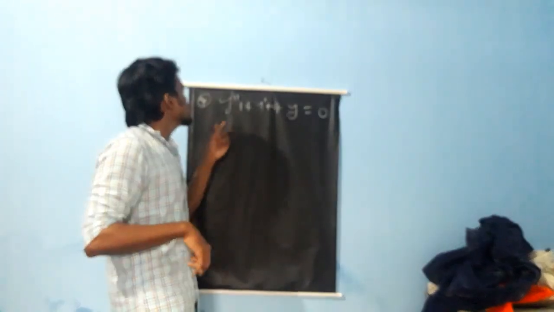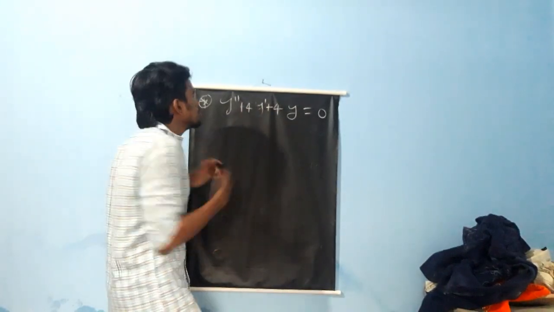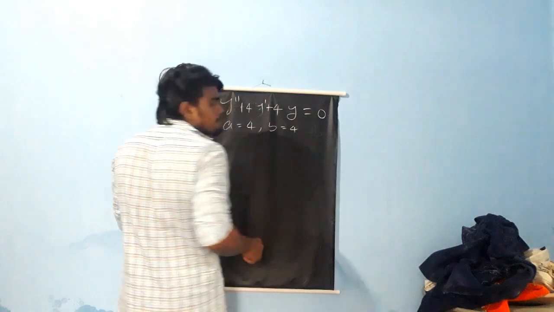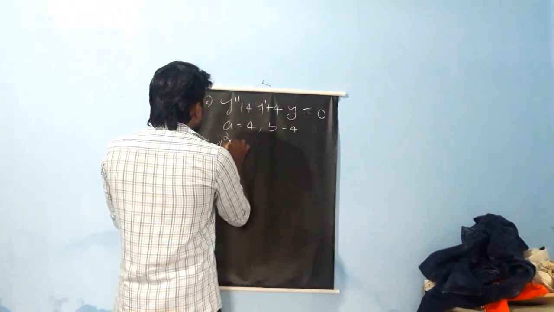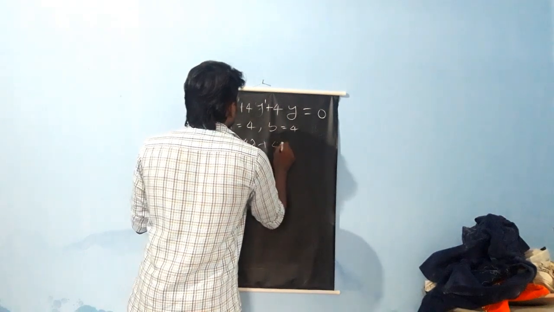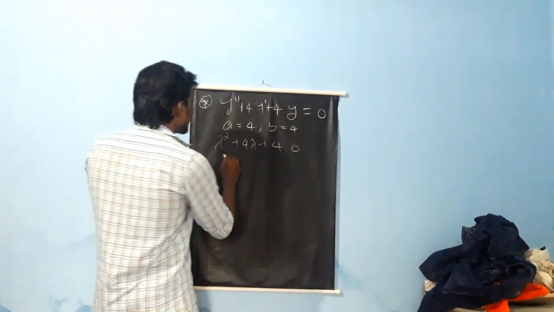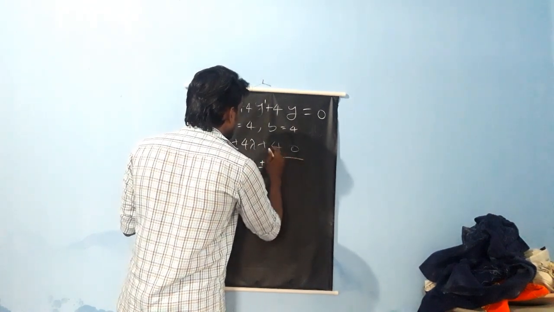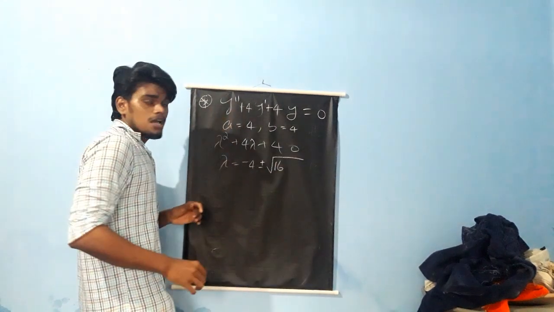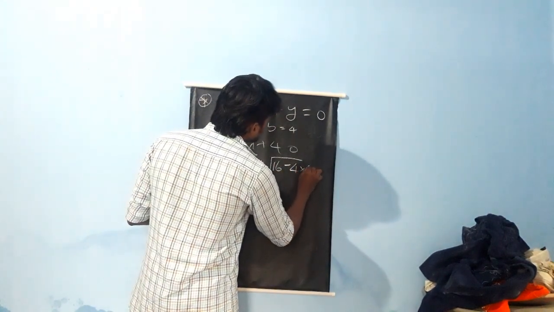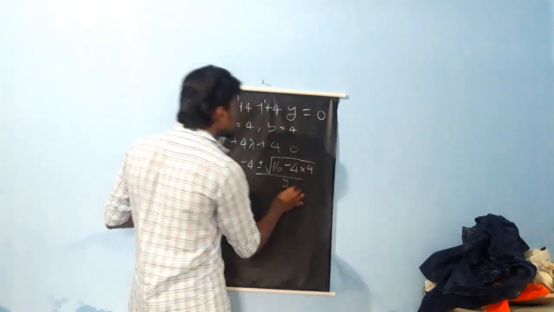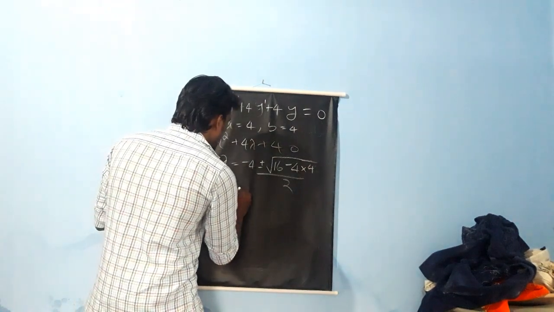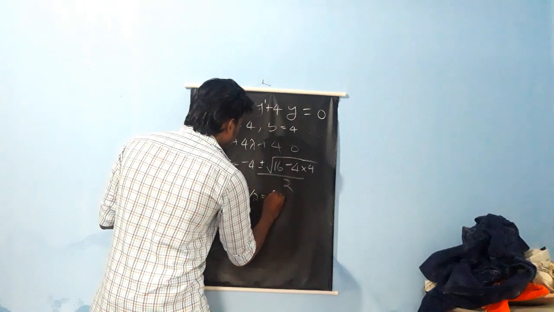Let's do this question: y'' + 4y' + 4y = 0. Here we can see that a is equal to 4 and b is equal to 4, and we have our characteristic equation λ² + 4λ + 4 = 0. To find lambda we have minus a, which means minus 4, plus or minus root of a square, which is 16, minus 4 into 4, which is also 16, all over 2. So here the term inside this root will be 0.